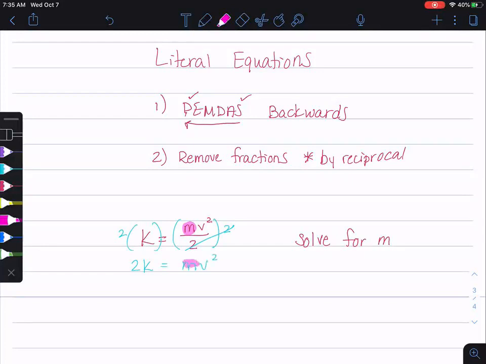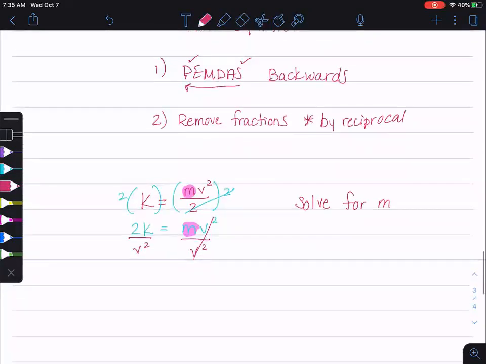Now remember, this m is my goal to get it alone. So right now m is being multiplied by v squared, and what gets rid of multiplication is division. So I'm going to divide both sides by v squared. And now I have m is equal to 2k divided by v squared. This is my answer for this literal equation.